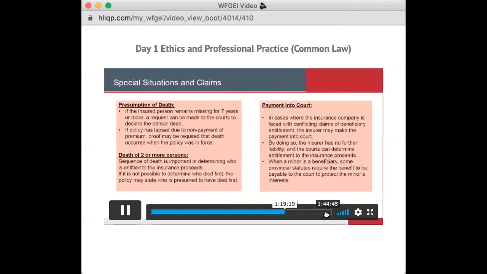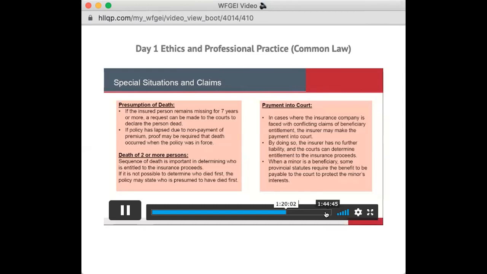Now, sometimes there are some special circumstances under which the monies may have to be basically held on to, and one of the big ones, of course, is presumption of death. So in this case, if the insured person remains missing for 7 years or more, a request can be made to the court to declare the person dead. In other words, at the 7th year, if that person does not show up, as we have, the body simply has disappeared, we've never seen this person again, then whoever is the beneficiary of the policy, the estate, whatever, could certainly apply to the court to declare this person legally dead. But it is a 7-year space of time.